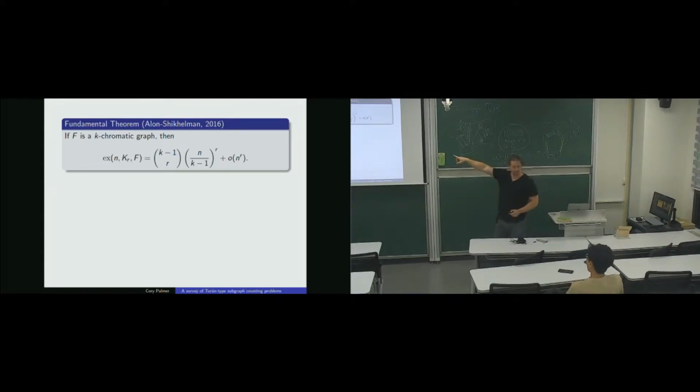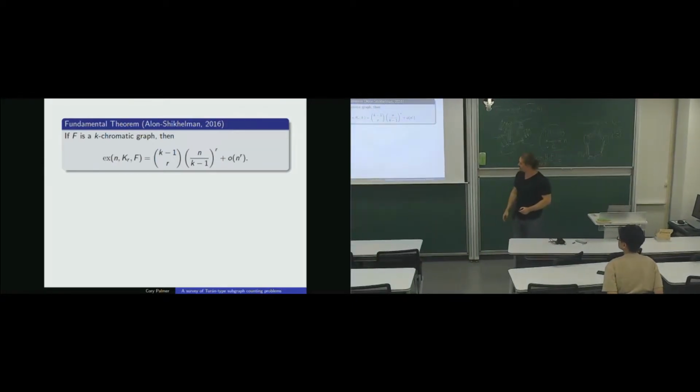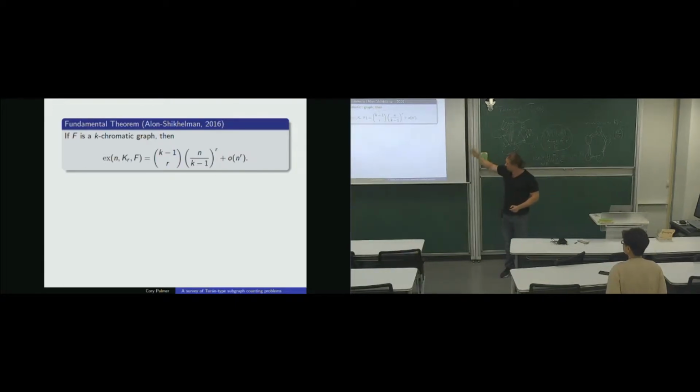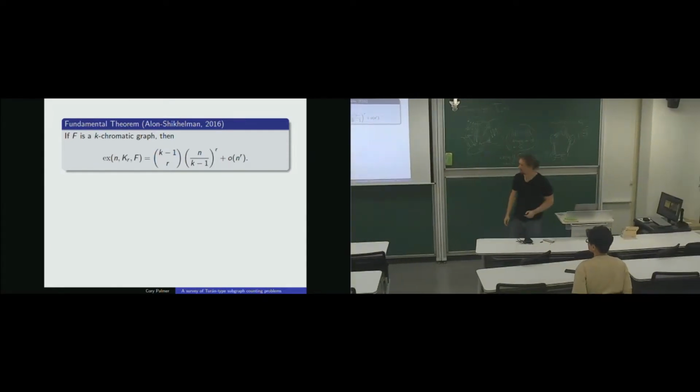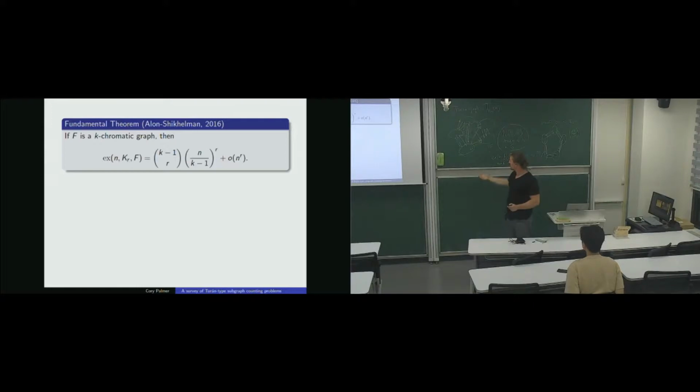This says that if I want to count K_r's and I forbid F now, instead of just the k-clique, and F has chromatic number k, then the upper and lower bounds are essentially the same as what was given by Zykov's theorem. Now that error term is a true little o of n to the r. You can get something like n to the r minus epsilon in your error term there, in principle. But the point is the Turán graph still works as a lower bound, right?